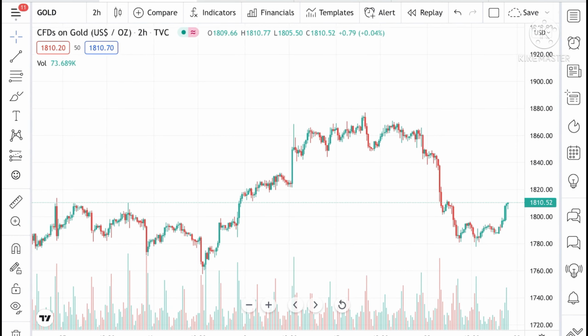Okay, so what you have to understand looking at this chart. Suppose if the price goes again to a level of 1790, then we can see a further fall in the price of gold.